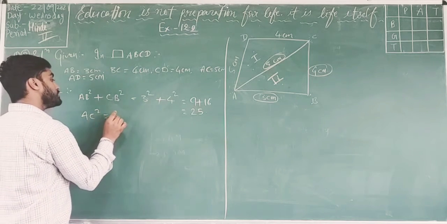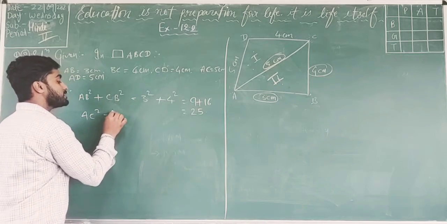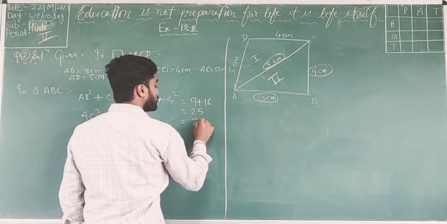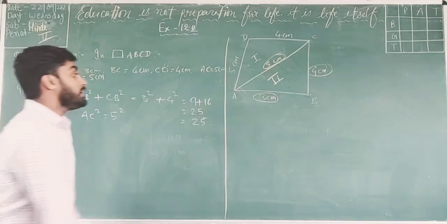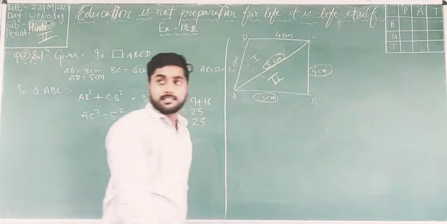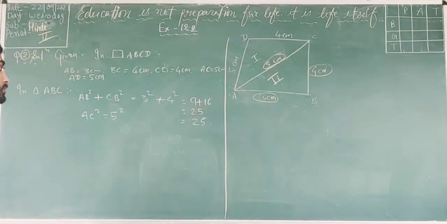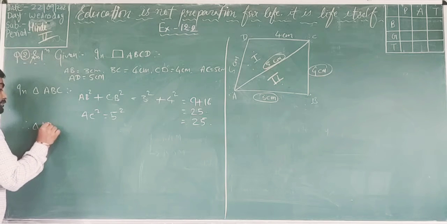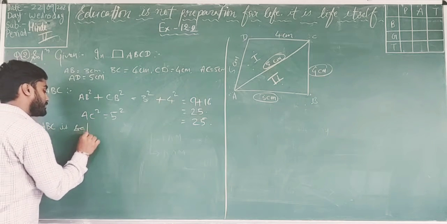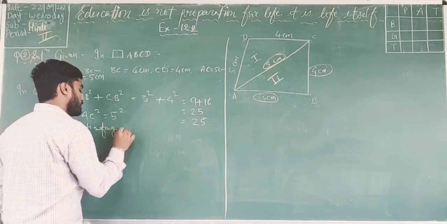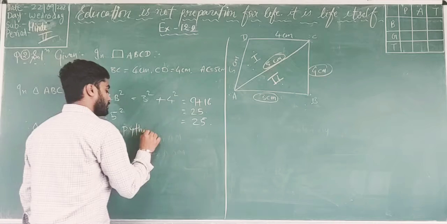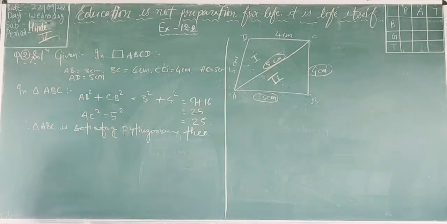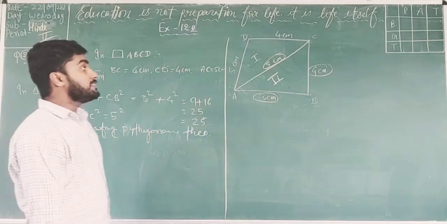And similarly AC square means 5 square, because value of AC is 5 now. So 5 square, which is also equal to 25. That means triangle ABC is satisfying Pythagoras theorem. Triangle ABC is satisfying Pythagoras theorem.